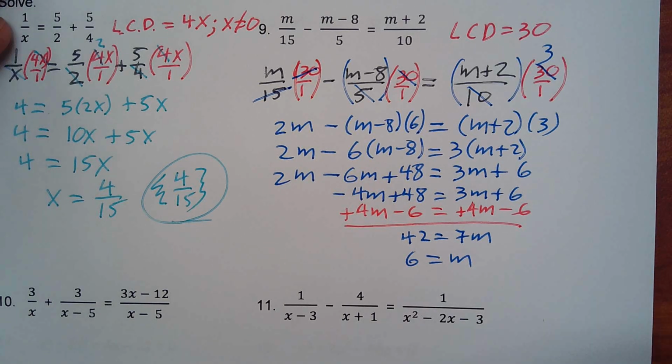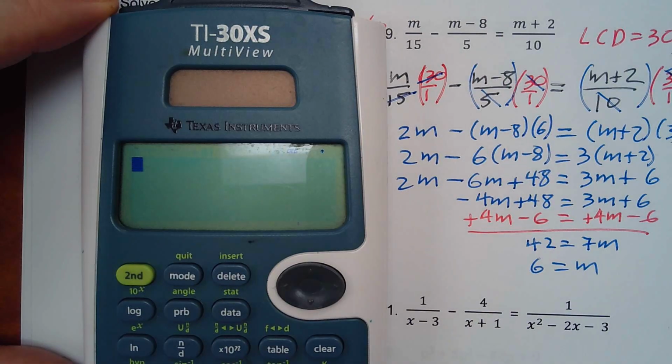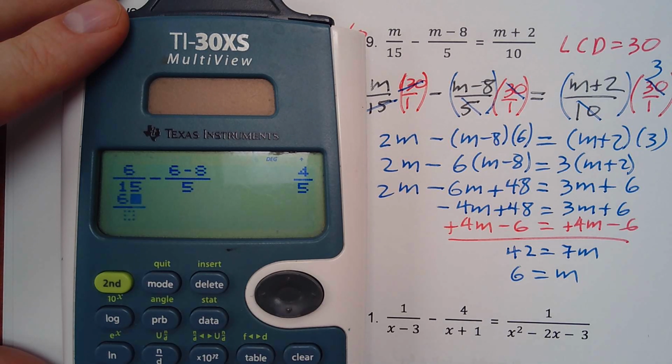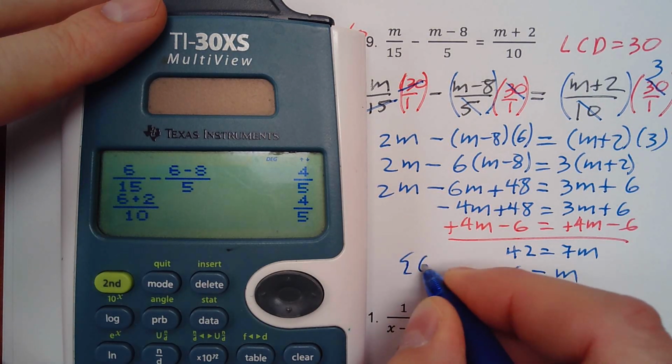So let's see if we can check this. So we plug in my 6. Let's do the left side. 6 over 15 subtract 6 minus 8 over 5. So that side is 4 over 5. Now to the other side. We have 6 plus 2 over 10. It checks. We get the same number on both sides. So 6 is our solution.